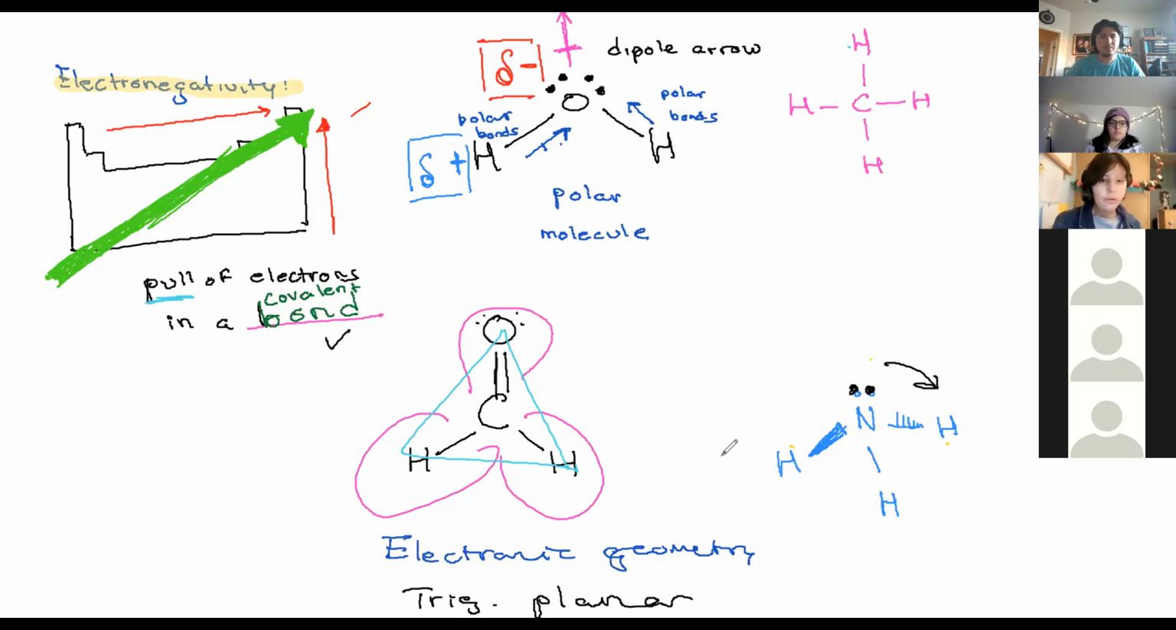Okay. So how about we look at an example where we do have polar bonds, but we don't have a polar molecule. So polar bonds does not a polar molecule make. So let's look at methane, right next to water. Which one is more electronegative here, carbon or hydrogen? Carbon, right? Okay, super easy.